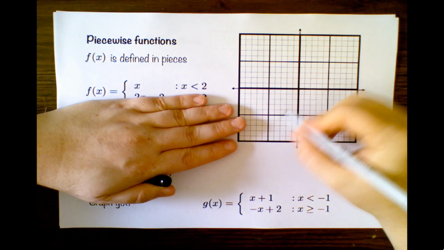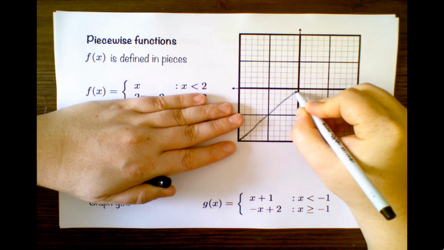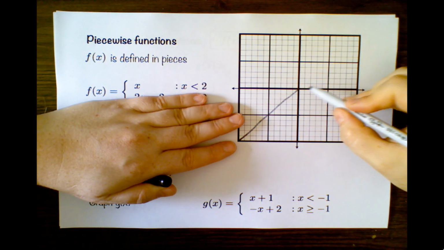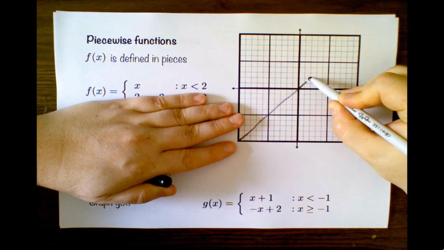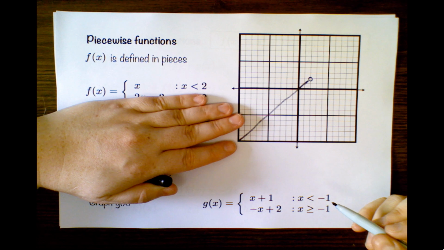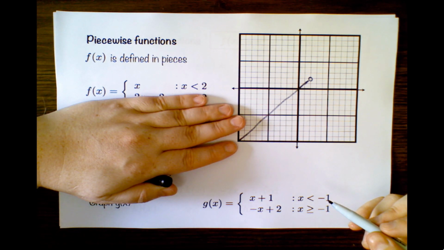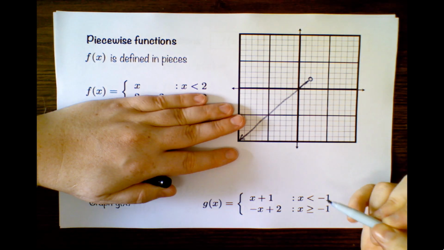So I'm going to draw the line y equals x. Pretend my line is straight, and I'm going to slow down here because when I get to x equals 2, I need to put an open circle. Okay, that's my first piece of my piecewise function. Stick an arrow on there to show it goes on forever.